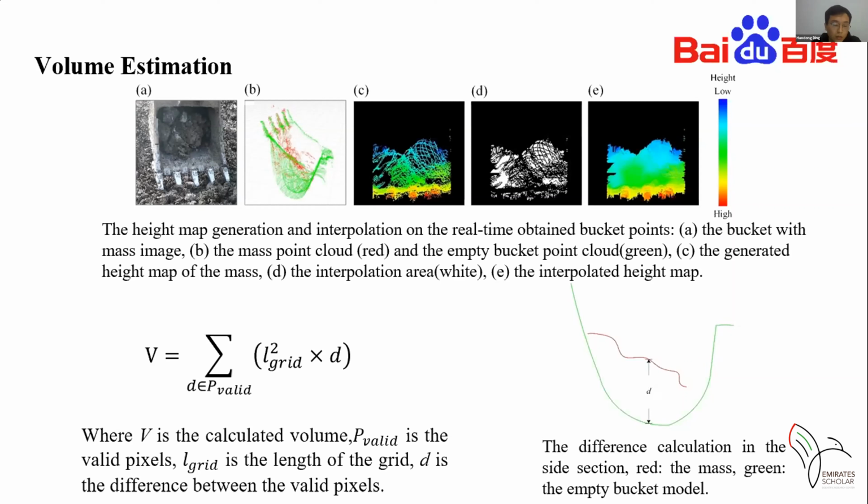We compute the difference between the height maps on every pixel, where the values are valid on both at the same time. Considering the size of the plotted grids, the volume of the in-bucket mass can be simply calculated as the following equation, where V is the calculated volume, P_valid is the valid pixels, L_grid is the length of the grid, and D is the difference between the valid pixels.